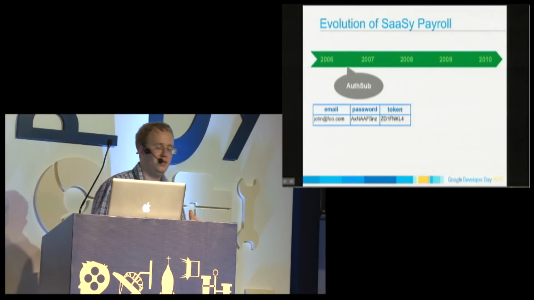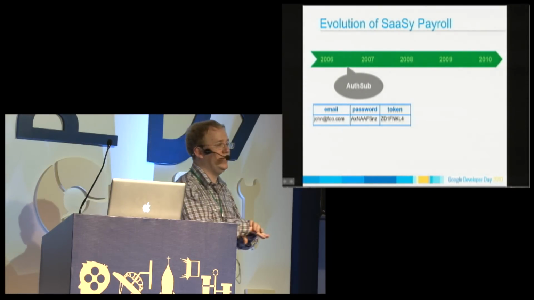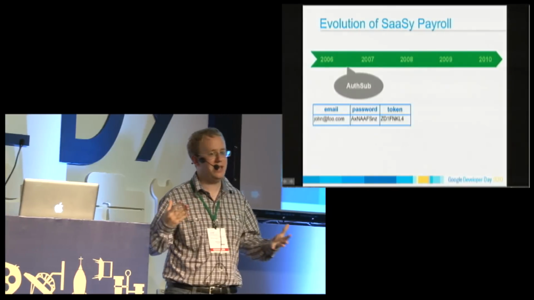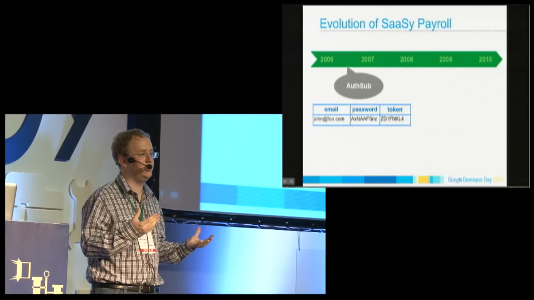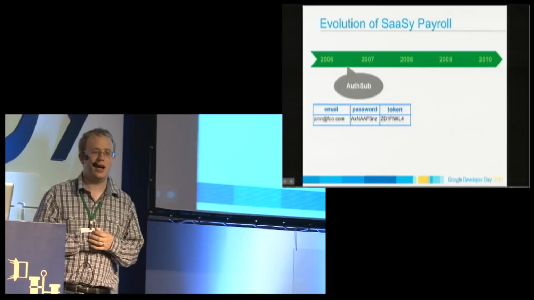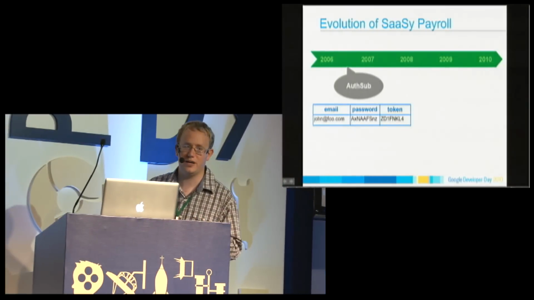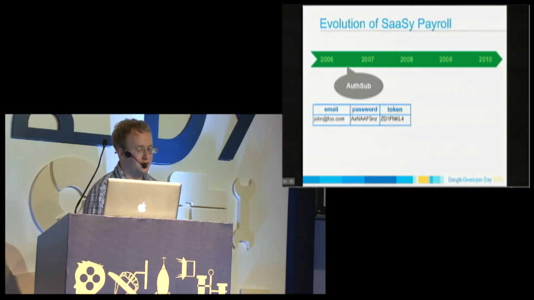So the SASE payroll application wasn't integrated with anything when it first launched. It was just a payroll application. But then Google in 2006 launched the Calendar API. The Calendar API was the first of our Google Data APIs based off of the Atom Publishing Protocol.